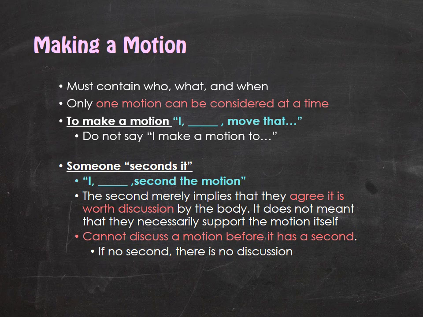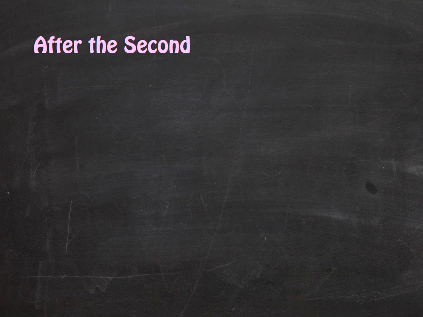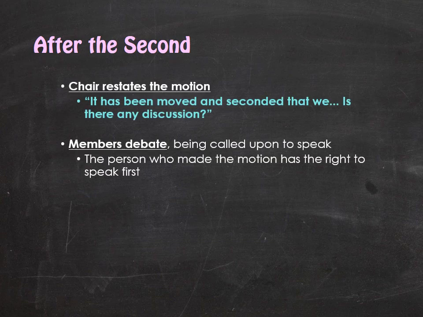If there's no second, there's no discussion, but it still should be mentioned in the minutes that it was brought up. Once there is a second, the chair says, "It was moved and seconded that we spend $100 on a pumpkin carving social on October 30th. Is there any discussion?" And then the members can talk.